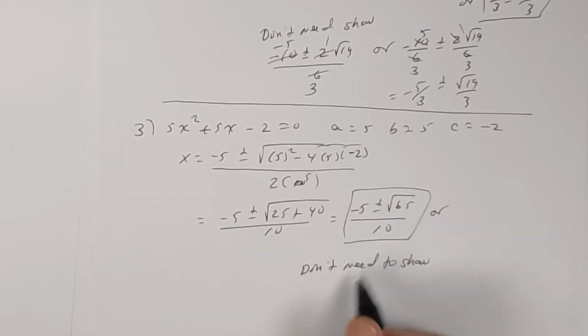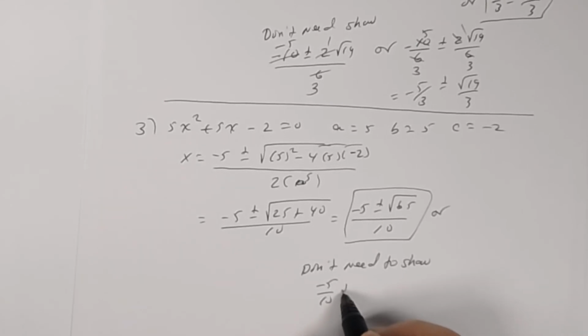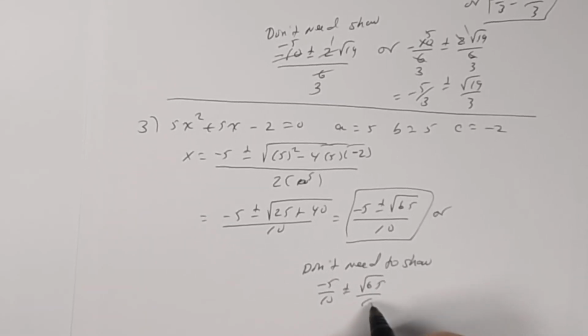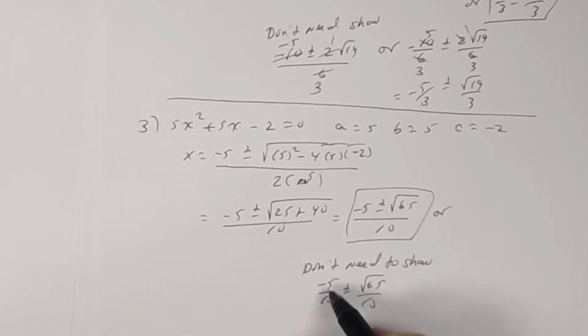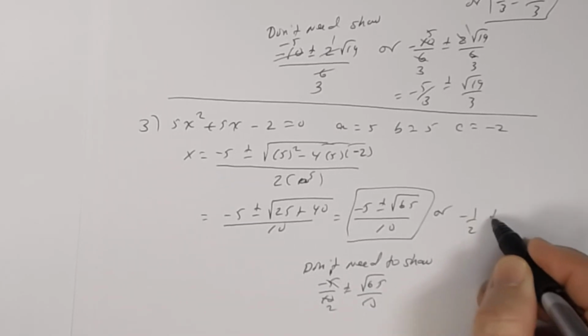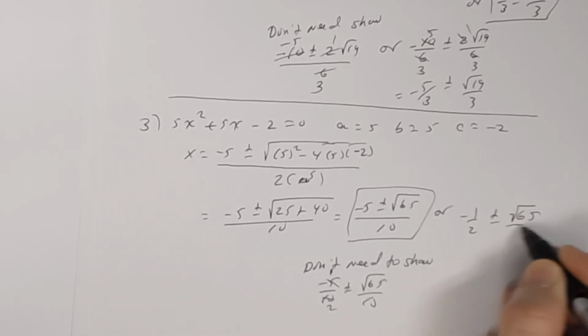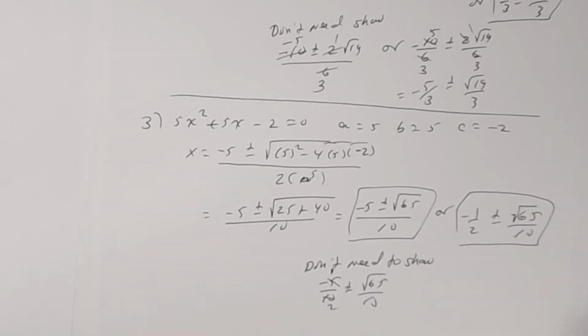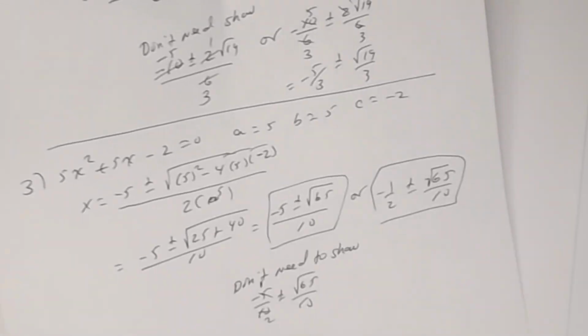So you can say negative 5/10 plus or minus the square root of 65 over 10. Now I can reduce negative 5/10, so that's a negative 1 and that's a 2 because they're both divisible by 5. So you could say negative 1/2 plus or minus the square root of 65 divided by 10. So that's the other answer. Okay? All right, number 4. So let's do number 4.